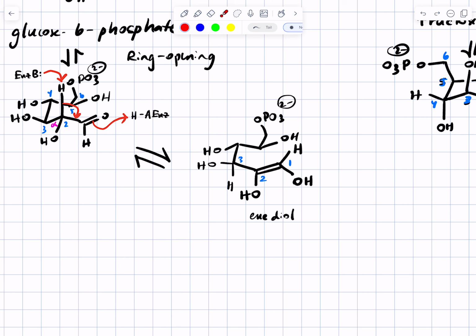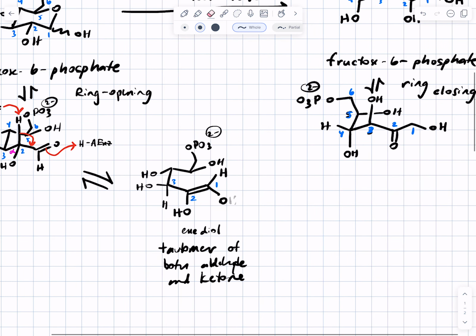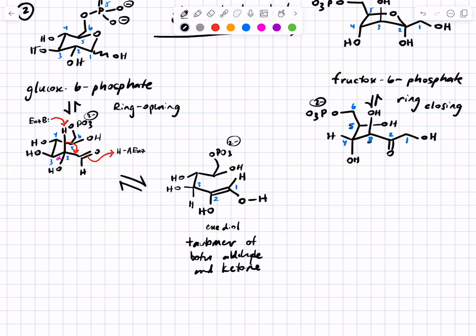All right, so the nice thing about this ene diol intermediate is that it is a tautomer of both the aldehyde and the ketone. So it turns out that we can generate the ketone by another series of proton transfer steps that are just going to be the mirror, really, of what we did earlier to the open chain form of glucose. That is some kind of base in the enzyme active site, possibly the conjugate base of the acid that protonated the ene diol.